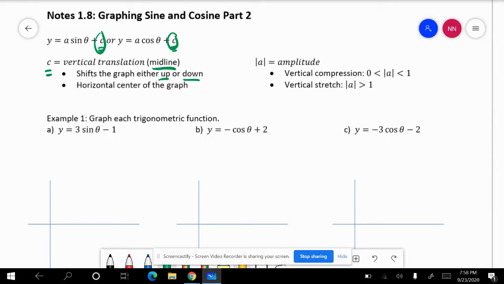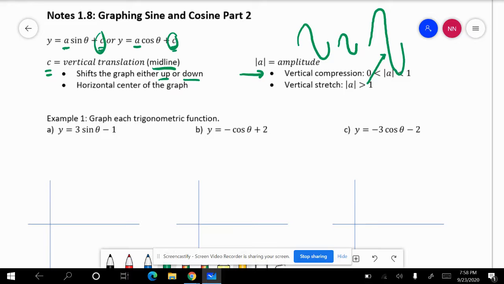Now, our amplitude is the absolute value of a. The a is the number in the front. That's what we're going to be multiplying sine or cosine by. That is either a vertical compression, meaning that if we have our normal sine curve, compression has the same form, but it doesn't go as high and as low. Versus if it's a stretch, then that means it's a higher peak and a lower valley. And that would be a stretch when our a value is greater than 1.